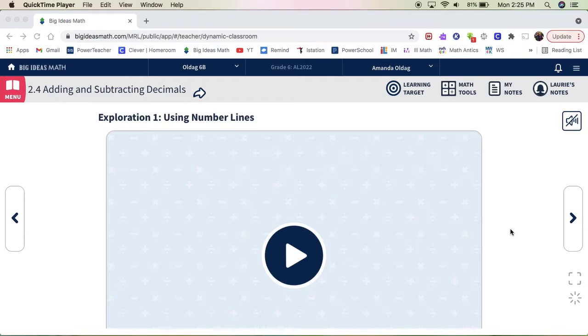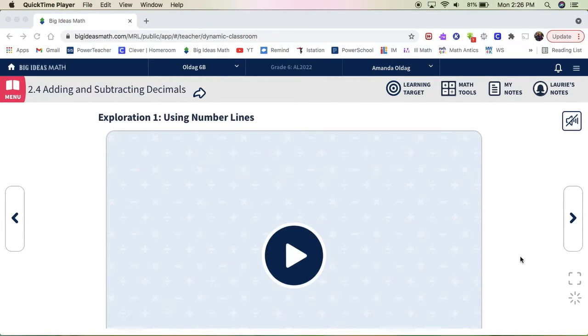All right, we're going to just quickly go over lesson 2.4, adding and subtracting decimals. I know that most of you are familiar with that, but we need to think about why we line up our decimal points when we're adding and subtracting decimals. We just need to practice adding and subtracting decimals.